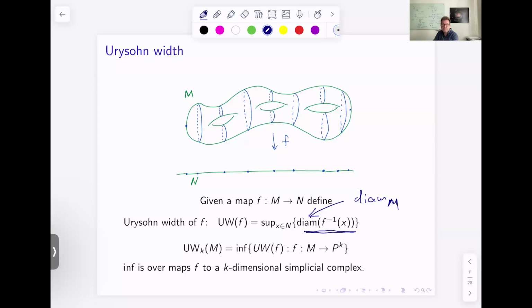However, when we define Urysohn k-width of a manifold M, and we look at maps into simplicial complexes, we are always able to change our simplicial complex and change our map so that the fibers are connected by just adding. So this is something like Reeb graph construction. Okay, thank you. Right. So this is something that we can do if we're allowing sufficiently large class of targets.